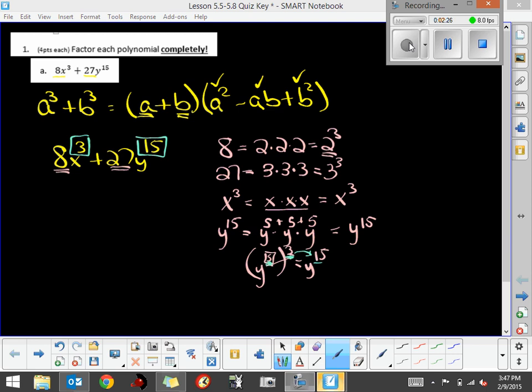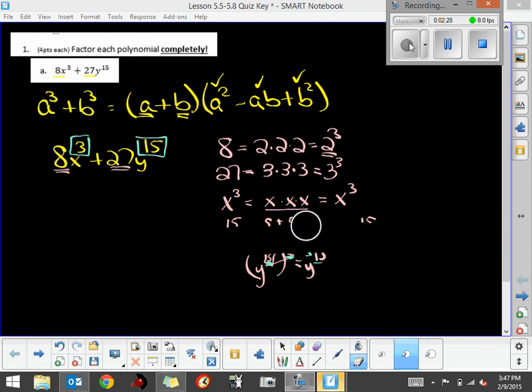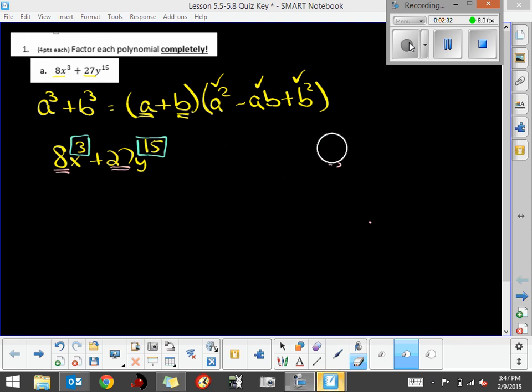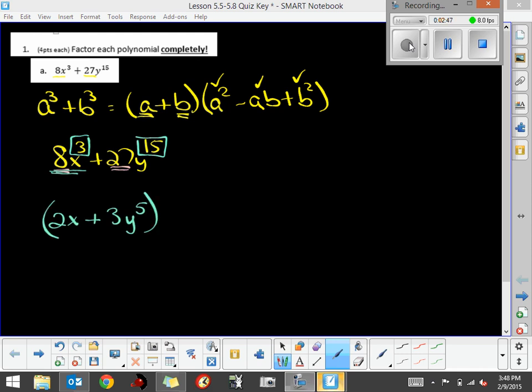So now I'm going to go through and actually do the factorization of that sum of two cubes. So I take the cube root of this first thing. The cube root of 8 is 2. The cube root of x cubed is x. Plus the cube root of 27 is 3. And the cube root of y to the 15th is y to the 5th. That's my first thing, and this is my second thing.